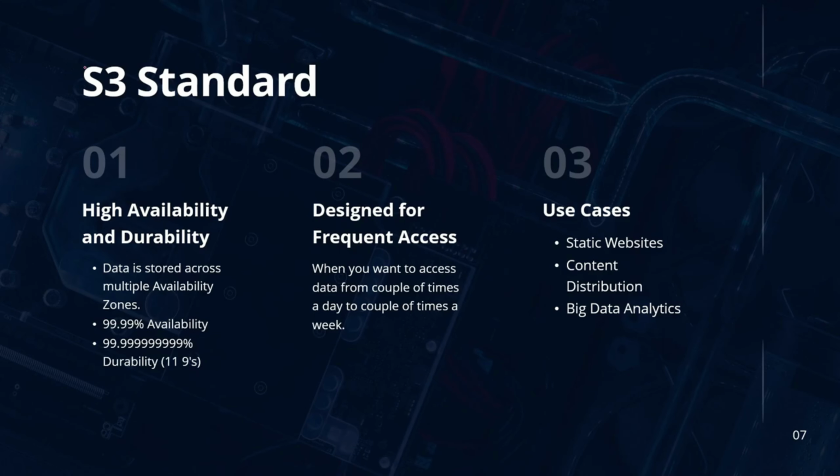Now coming on, as I just told you about S3 Standard: S3 buckets have different tiers, or different storage classes. One of them is S3 Standard, which is the default storage class that you have. It provides you high availability and durability of your data. As I mentioned, data is stored across multiple availability zones, that is, three availability zones. So if one data center goes down in an availability zone, your data is still safe and available.